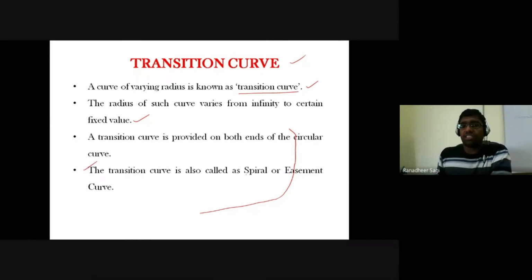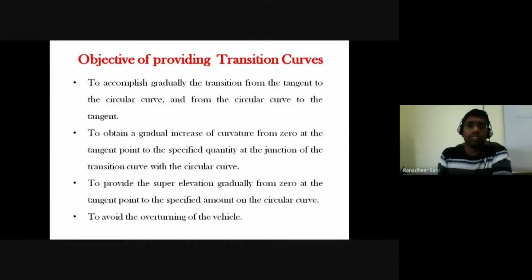The transition curve is also otherwise called a spiral or easement curve. What is the objective of providing these transition curves? As I told you, to have a proper road alignment at the starting and ending portion of your circular curves, these transition curves are preferable, so that the effect of the curvature can be slowly minimized, and it can be brought to the straight alignment of your road or your railway track.